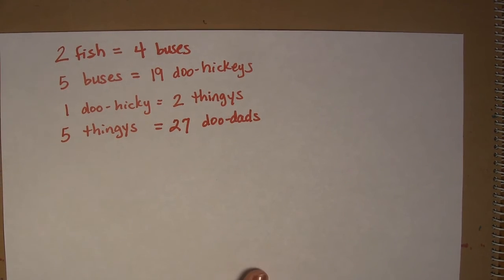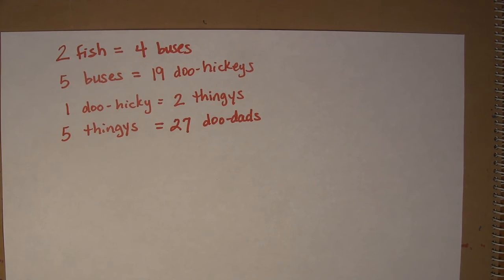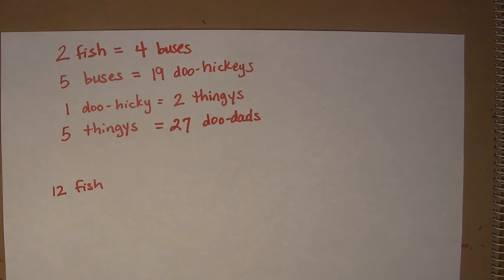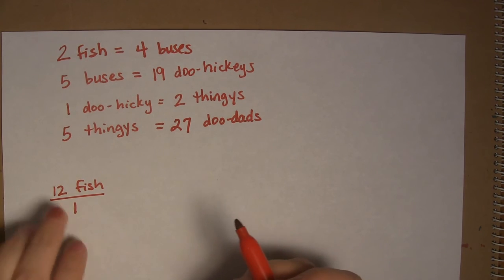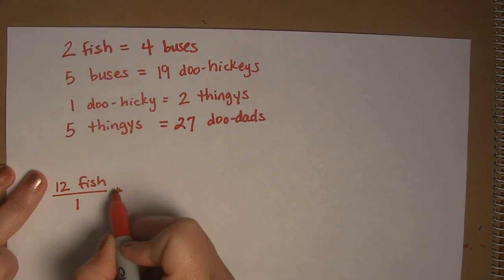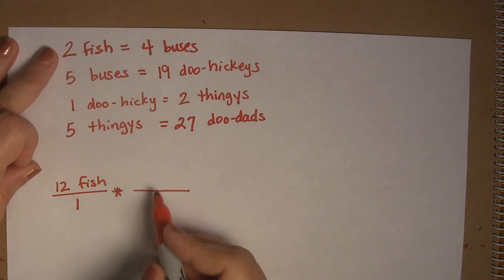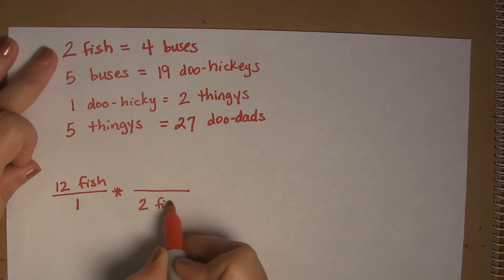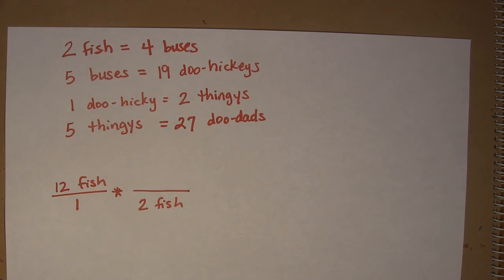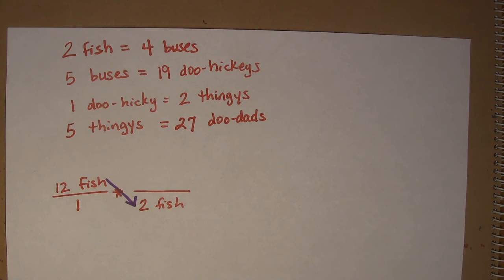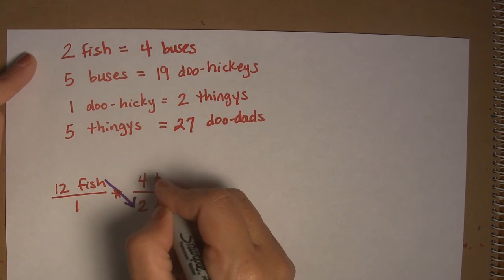That's nice. And then let's say that I have 12 fish. So I'm going to start with 12 fish. And I want to know how many doodads that is. Okay, so I start with fish and I put it over 1. I have 12 fish. Then I'm going to convert fish to buses. I'm going to put fish in the bottom. And I know that because whatever's in the numerator here goes into the bottom here. So I have 2 fish equals 4 buses.